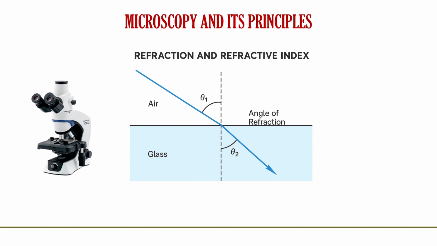Refractive index. The refractive index, n, is a numerical value that describes how much a material slows down the speed of light. It is calculated as n equals speed of light in vacuum divided by speed of light in the medium. A higher refractive index means light travels more slowly through that material and bends more when entering it. For example, the refractive index of air is about 1.0, while glass has an index around 1.5. The difference in refractive index between two materials determines how strongly light will bend at the interface.